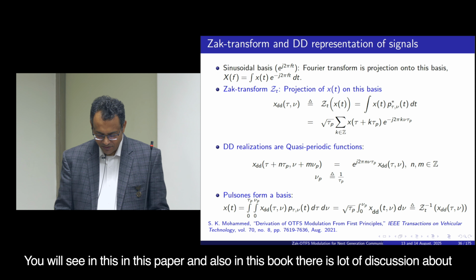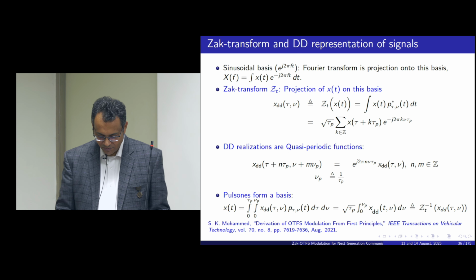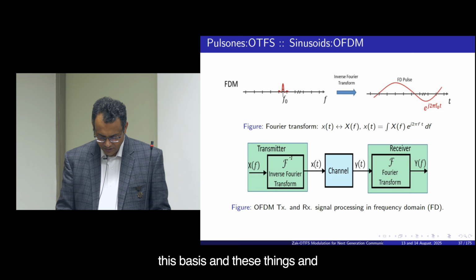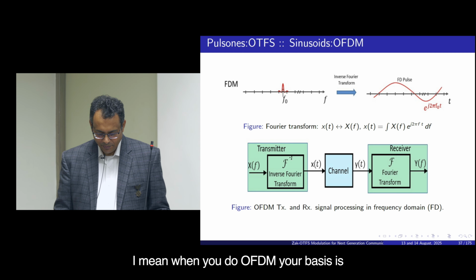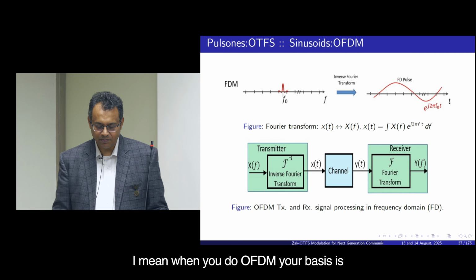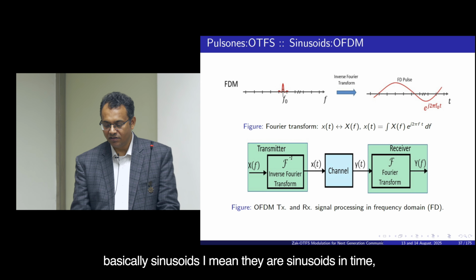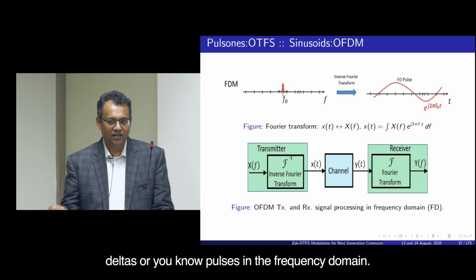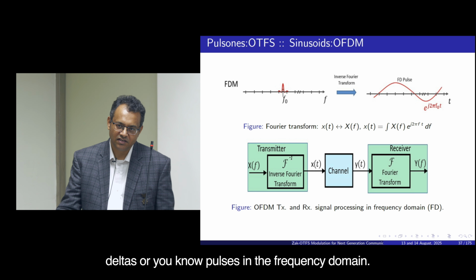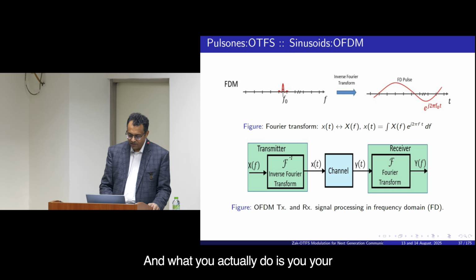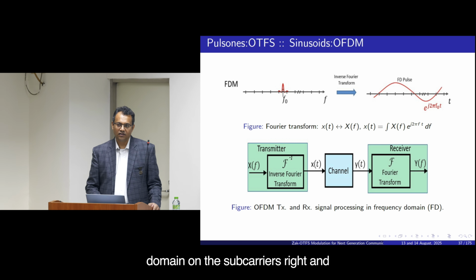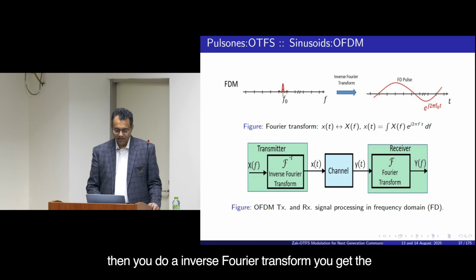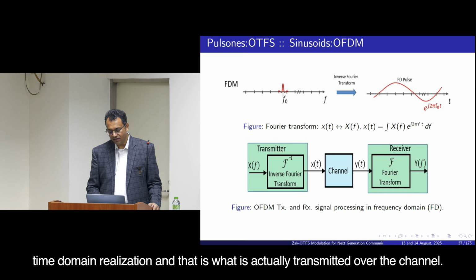You will see in this paper and also in this book, there is a lot of discussion about this basis and these things. And this is what I was telling you. I mean, everybody knows this, right. When you do OFDM, your basis is basically sinusoids. They are sinusoids in time, but actually in frequency they are Dirac deltas or pulses in the frequency domain. And what you actually do is your information signal in case of OFDM is in the frequency domain on the subcarriers, right. And then you do an inverse Fourier transform, you get the time domain realization, and that is what is actually transmitted over the channel.